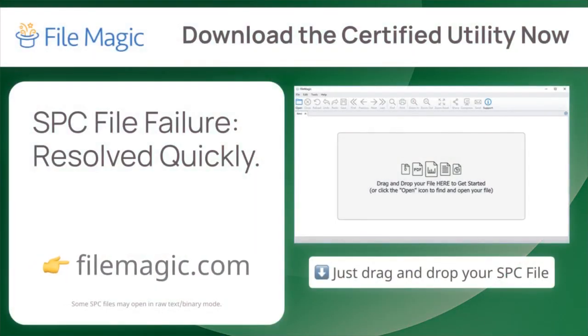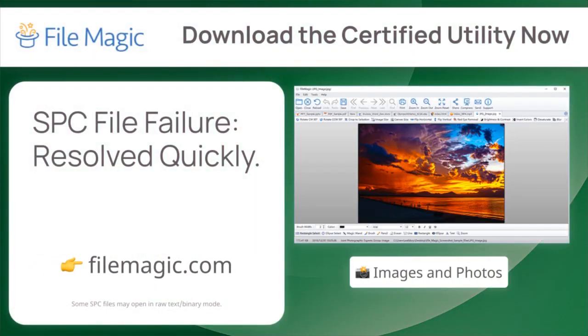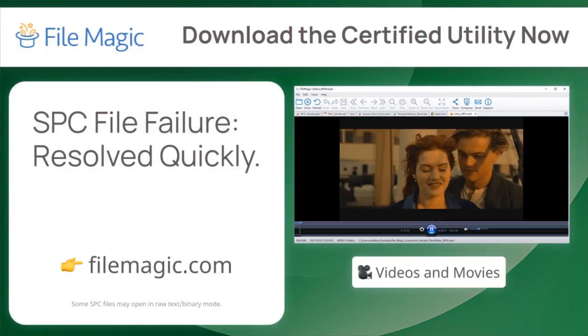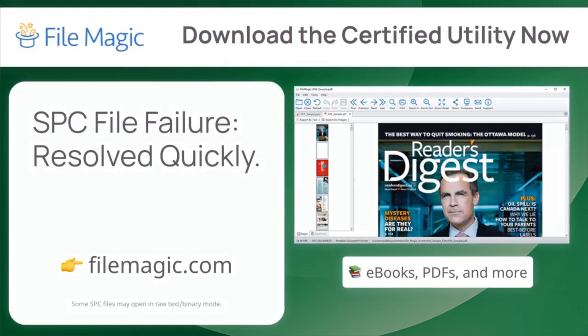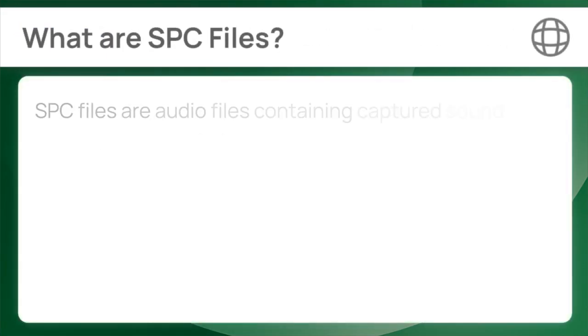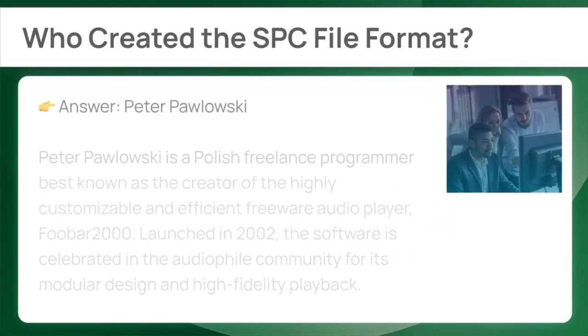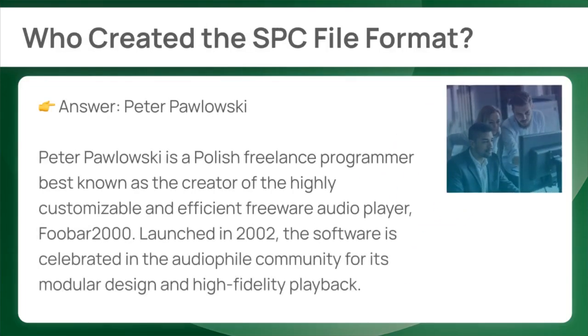Heads up on the final step. We will reveal why investing in one exceptional SPC file inspection utility is the best long-term solution for managing countless file formats. SPC files are audio files containing captured sound data from the Sony SPC700 audio processor used in the Super Nintendo Entertainment System. They store the complete audio DSP state, including instrument samples, music sequence data, echo buffer, and register values for authentic SNES music reproduction.